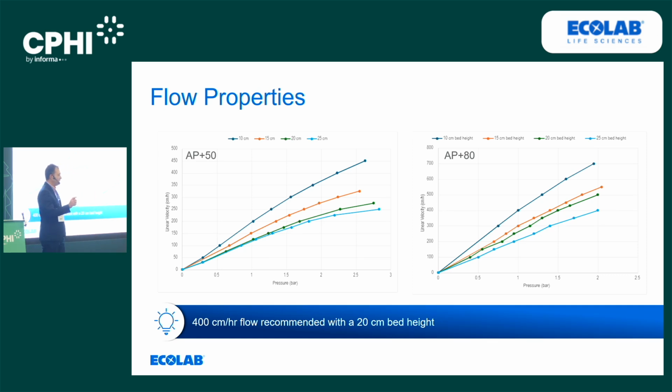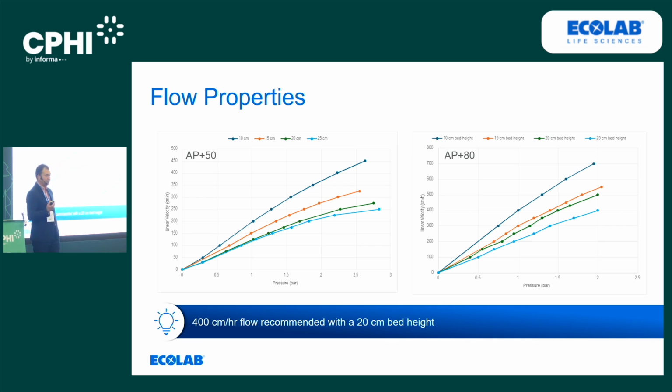The only thing is you need to be aware that the flow rate you will be achieving with this resin will be around 200 centimeters per hour. If you drop the bed height, you will be able to run between 300, 350, even 400 centimeters per hour. So that fits easily into a process intensification consideration. So you can get a very good increase in productivity.